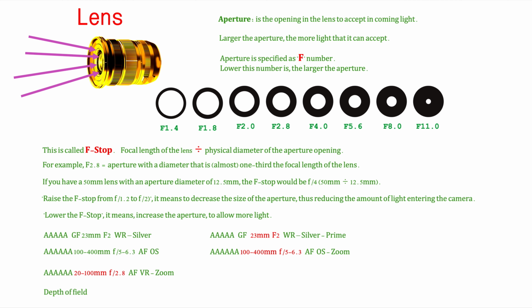Aperture plays a very important role in depth of field. The depth of field is defined as the distance between the nearest and farthest objects that are acceptably in sharp focus. We will look at depth of field with real examples a little later. WR is water resistant, AF is autofocus, VR is vibration reduction, OS is optical stabilization. These depend on the manufacturer.